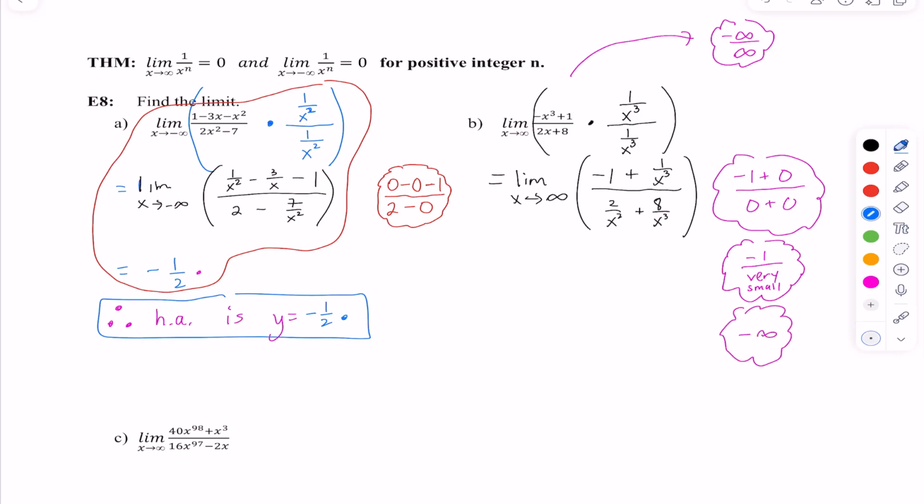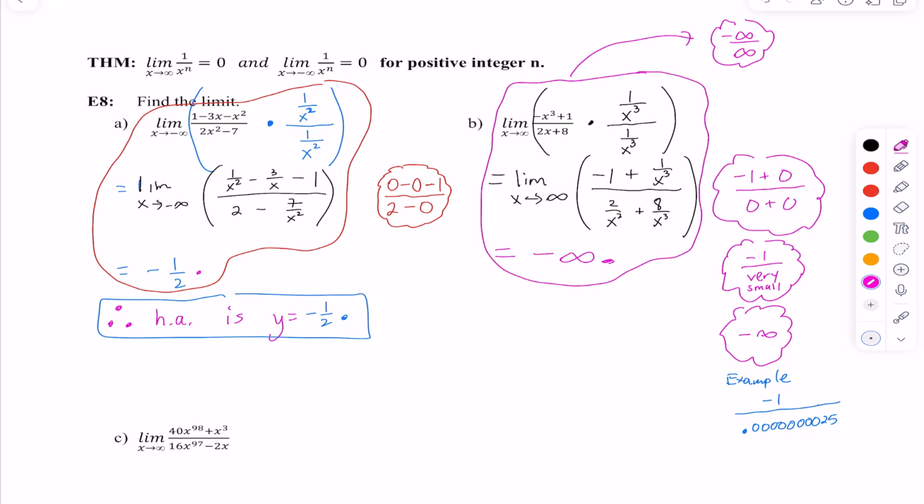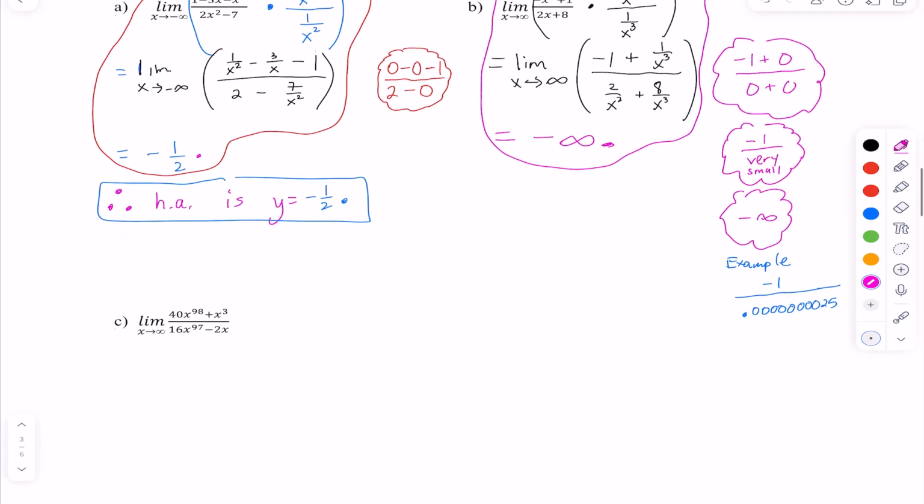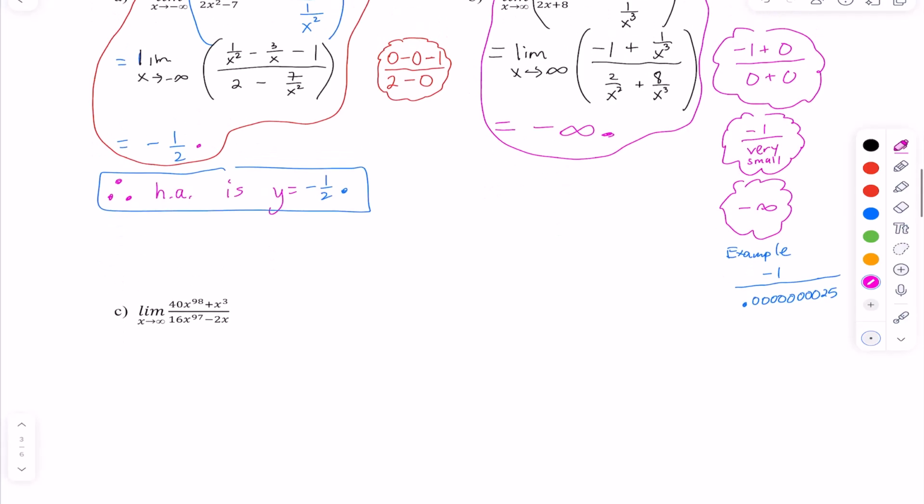Okay, if you don't believe me, take this example. Take negative 1 and divide it by something very small. You could do this on your calculator or just use scientific notation and see what you get. You'll realize you're going to get something very large, but in the negative direction. And there you go. There it is. So that is the work to evaluate this limit. Now this limit, because it approaches negative infinity, it also does not exist.